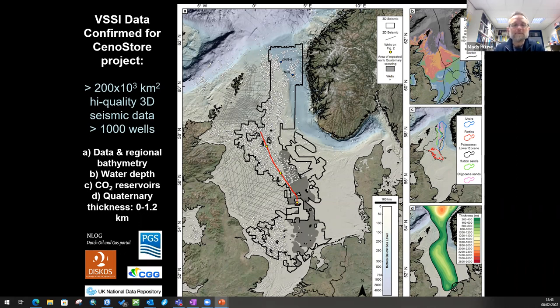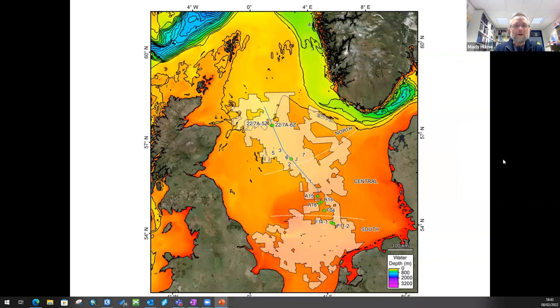Okay, so next slide, please. The database is very rich. In the sort of pale overlay here are the Southern and Central North Sea mega surveys that PGS have stitched together from hundreds and hundreds of 3D seismic surveys. And this is a huge, phenomenal database for Quaternary research because there is a kilometer of Quaternary coinciding with parts of these data sets. So we have a number of boreholes, of which some of them are highlighted here.